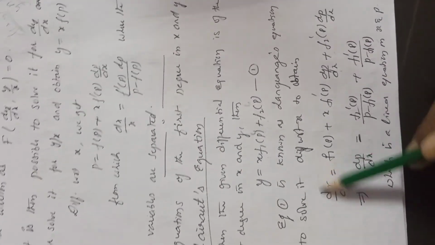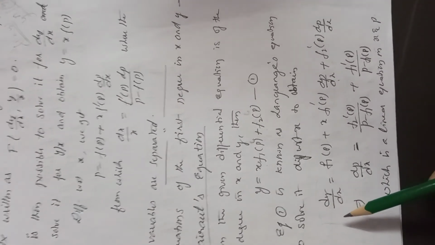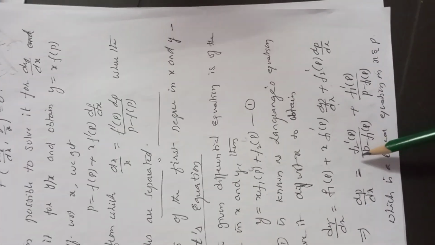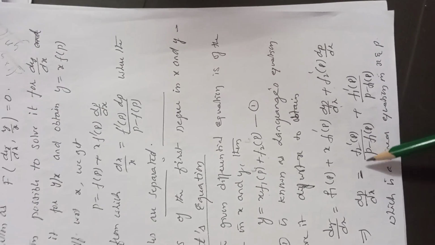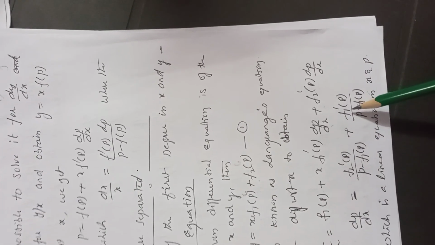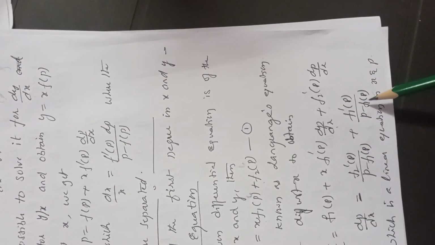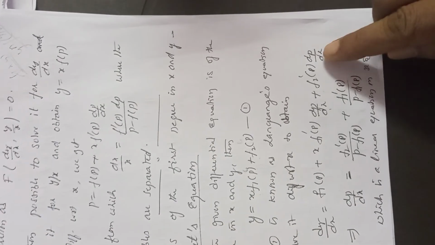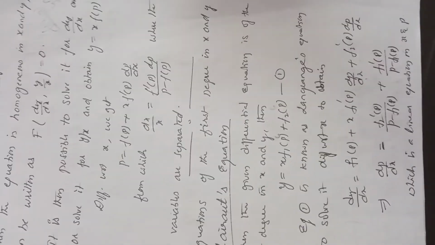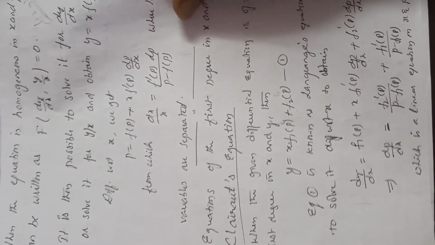Here dy by dx can be written as p. Now if you take dp by dx common, you will get this type of result: f2 dash of p by p minus f1 of p, plus f1 dash of p by p minus f1 of p, times dp by dx. See, this is a linear equation in x and p, hence it can be solved for x.